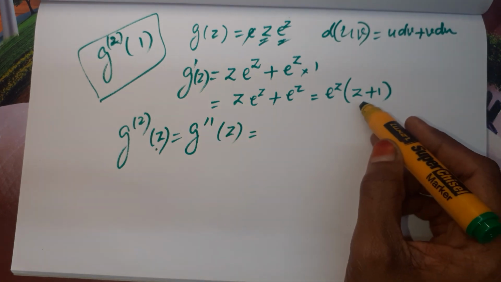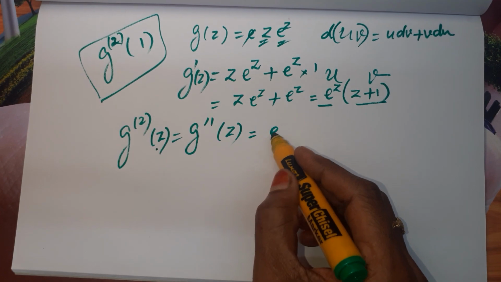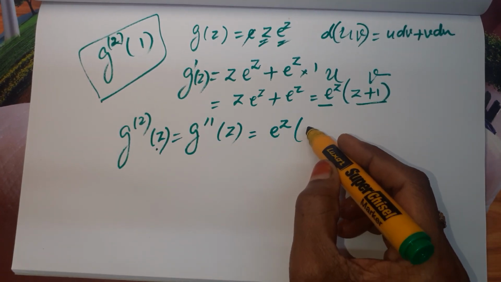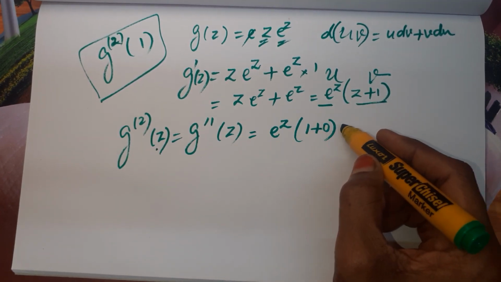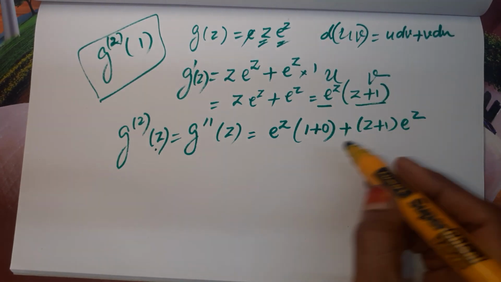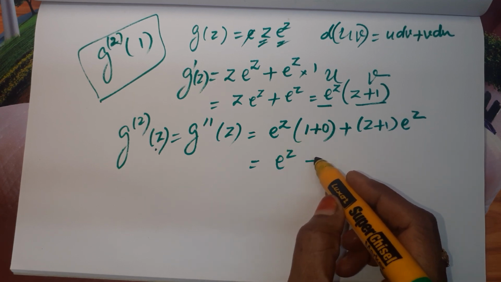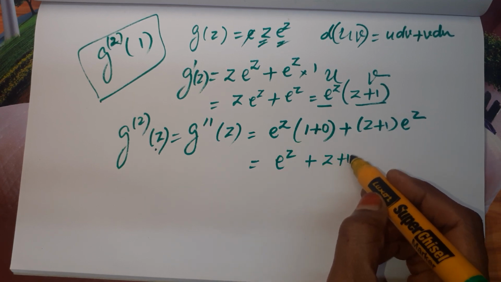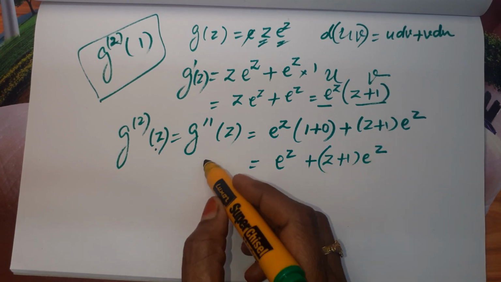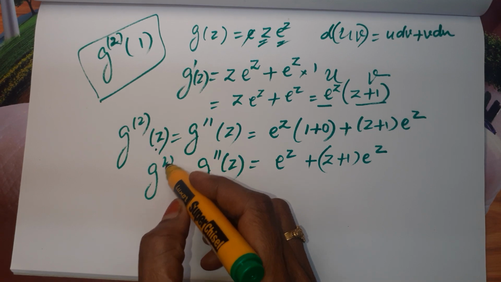ஸோ ஒரு தடவை பண்ணி இங்கே வச்சுருக்கோமா? இதுலேயும் நான் uv மெத்தட் தான் எடுத்துக்க போகிறேன். இதை u, இதை v. ஸோ e power z அப்படியே வச்சுக்கலாம். z plus 1 பண்ணிங்கன்னா 1 plus 0 plus z plus 1 அப்படியே வச்சுக்கலாம். e power z பண்ணிங்கன்னா e power z. So which is equal to e power z, 1 plus 0 is 1 plus z plus 1 into e power z. This is my second derivative, right? That is g2 of z.